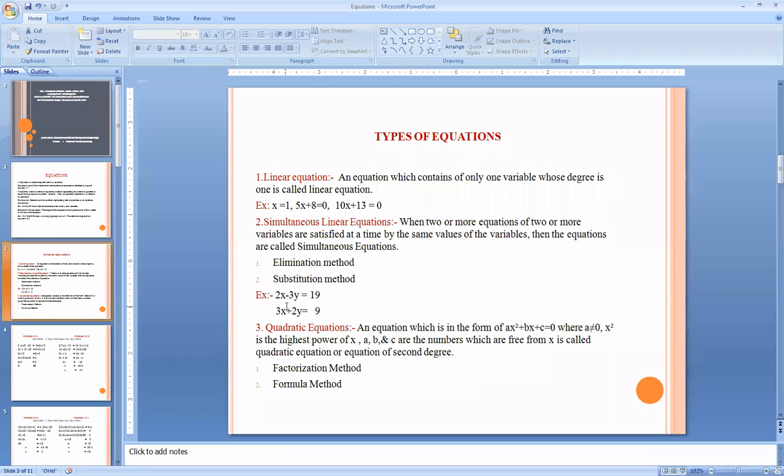See here we can see an example, that is 2x minus 3y equals 19 and 3x plus 2y equals 9. Simultaneous equations means if an equation of one variable, one equation; equation of two variables, two equations; equation of three variables, three equations.